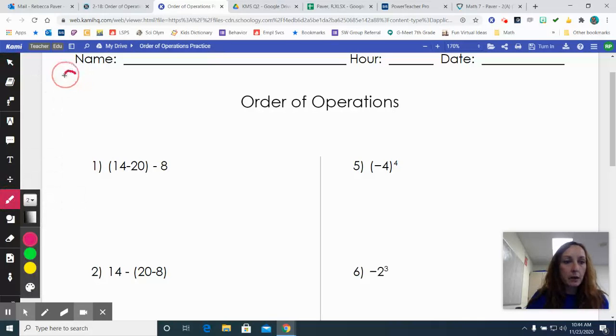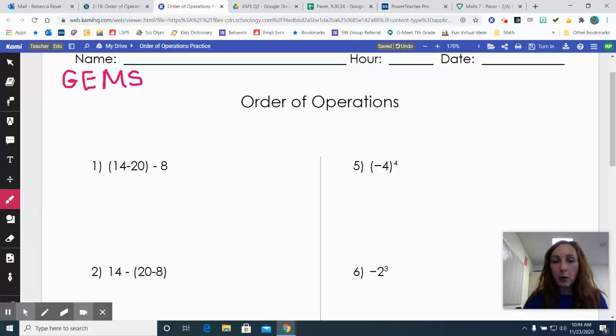So we have the acronym GEMS that we will use to remind us of the order of operations. The G stands for grouping symbols. The E stands for exponents. The M stands for multiply and divide. So you would work those, multiply and divide, if there's both in the same problem, work from left to right. And then S stands for subtract and add. Again, that's two different things in one step. So if you have both, you would work from left to right.